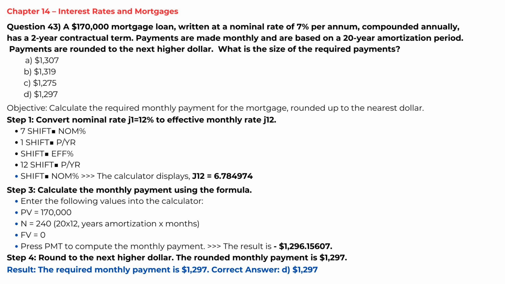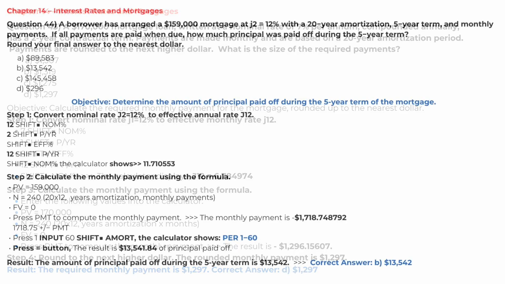Enter the following values into the calculator. 170,000 PV, 240 N, 20 years times 12 months. 0 FV, future value 0. Press PMT to compute the monthly payment. Calculator displays 1,296.607. Step 3. Round to the next higher dollar. The rounded monthly payment is $1,297. Result, the required monthly payment is $1,297. Correct answer, D, 1,297.